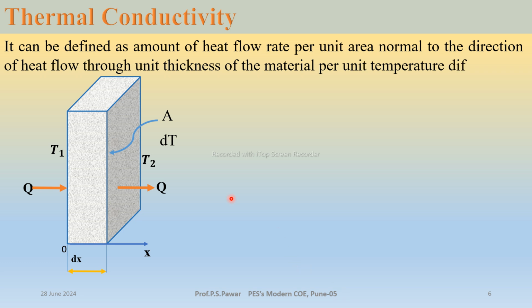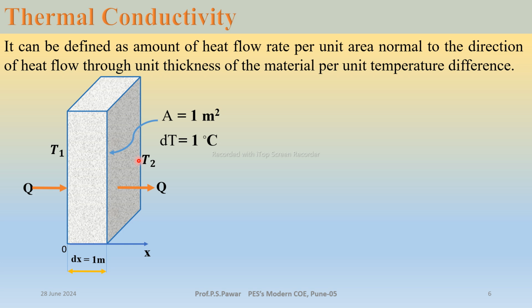Now here, what is thermal conductivity? It is the amount of heat flow rate per unit area normal to the direction of heat flow through unit thickness of material per unit temperature difference. So here, if you assume area normal to heat flow is 1 meter square, temperature difference dT, that is T1 minus T2, as 1 degree centigrade, and the thickness of the plane wall as 1 meter, the amount of heat transferred for this configuration of plane wall is nothing but the thermal conductivity of the material.